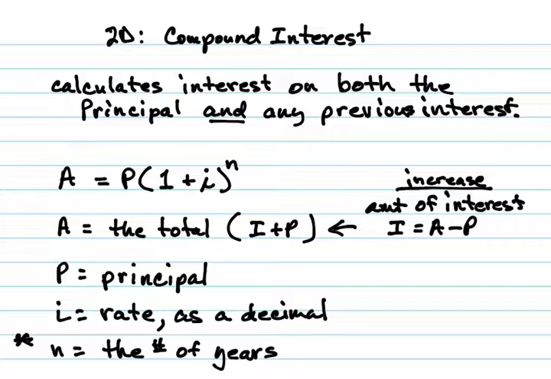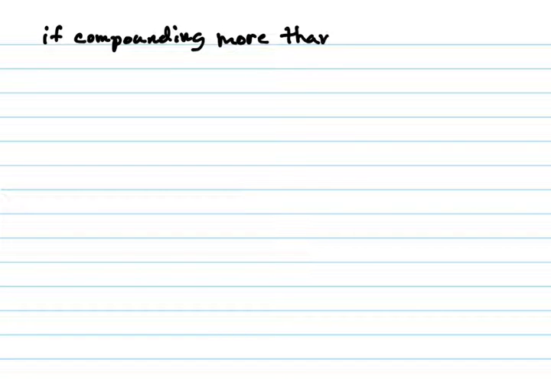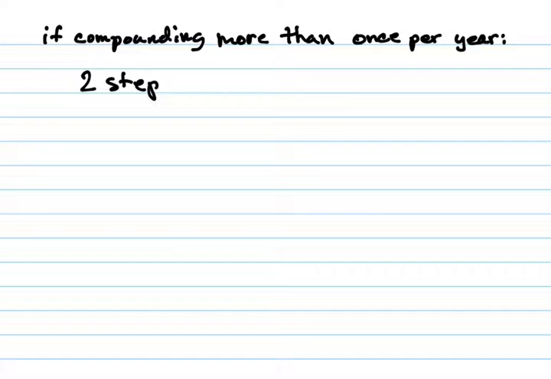All right. Now we need to talk about what happens if you compound more than once a year, because many times you could compound in periods that are more than once. So if compounding more than once per year, there are 2 steps. First, find the number of compounding periods.